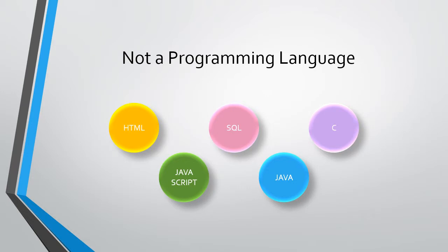Node is not a programming language. So HTML, SQL, C, JavaScript, Java, these are all programming languages. And where Node is written in C, yes, that's not relevant to your usage of Node. And all you need to know really is that Node interprets JavaScript and tells your computer how to use it. But it itself is not a programming language.